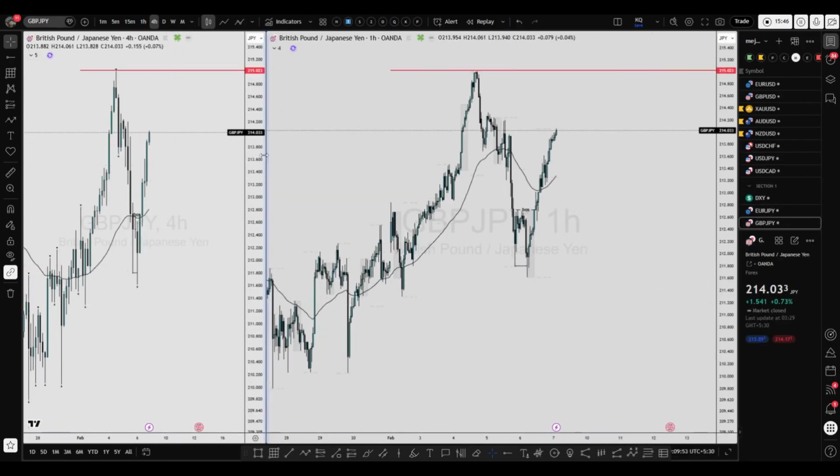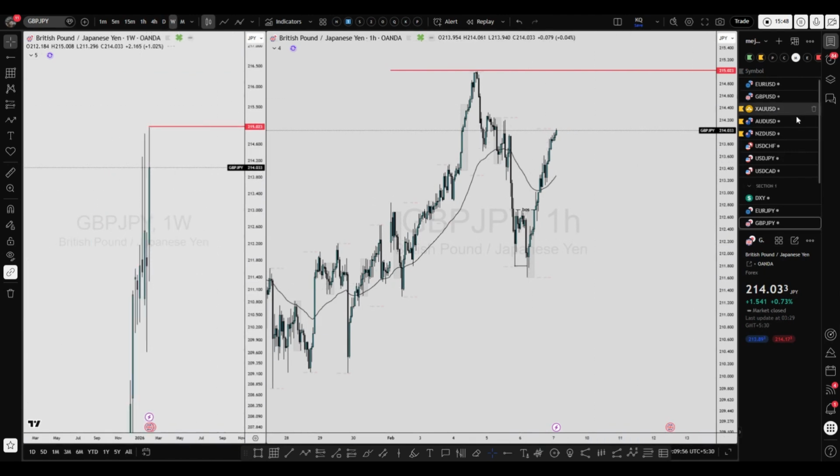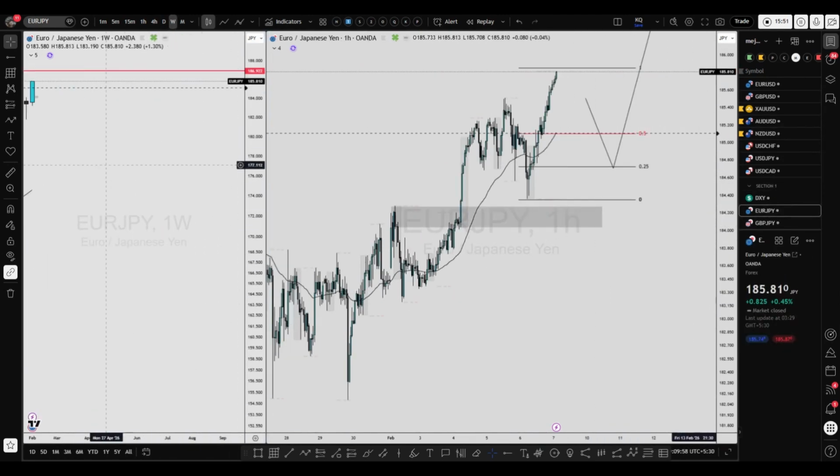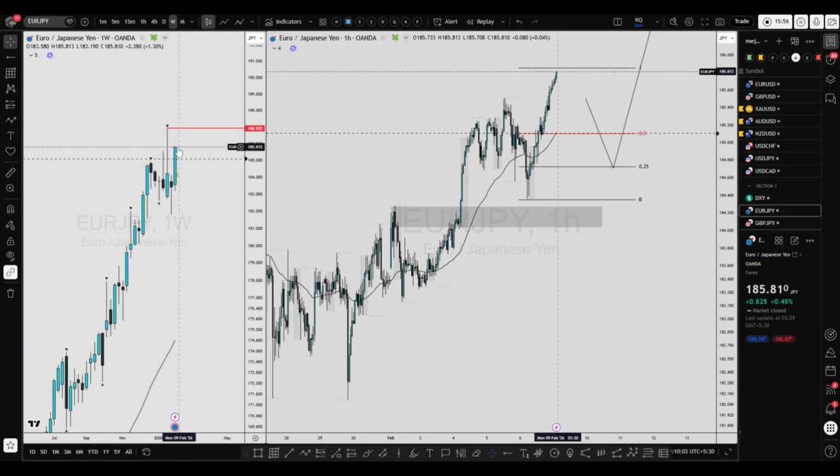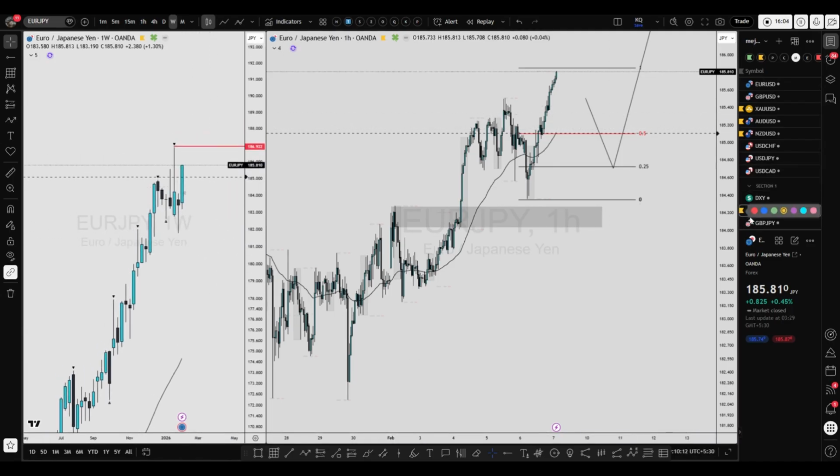GBP JPY. Okay, what was the weekly bias in Euro JPY? This HPL is pretty much clear. The last weekly candle was strongly bullish, so it's possible that we are gonna open next week, trade back a little lower, and start trading towards upside. Definitely something I want to keep in my watch list.